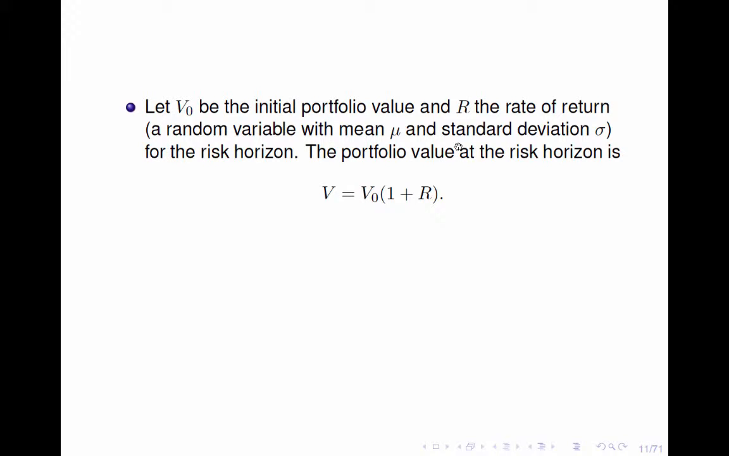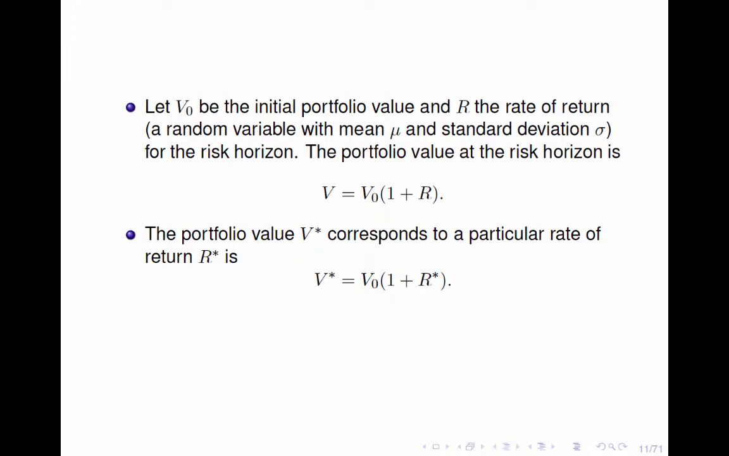Let V0 be the initial portfolio value and R the rate of return for the risk horizon, which is a random variable with mean mu and standard deviation sigma. Then, the portfolio value at risk horizon, denoted by V, is equal to V0 times 1 plus R. The portfolio value V star corresponds to a particular rate of return R star, and is then equal to V0 times 1 plus R star.